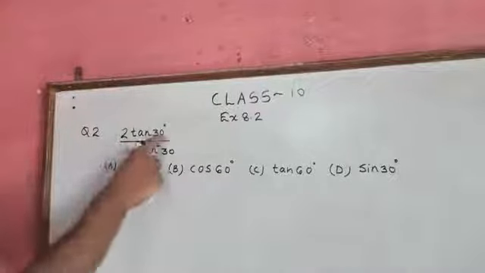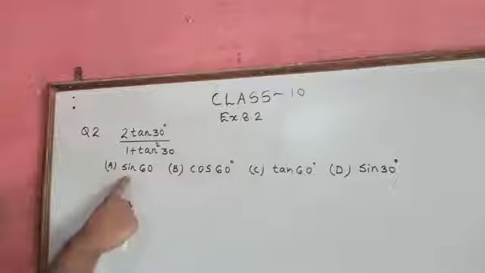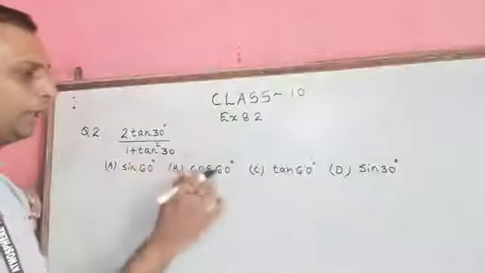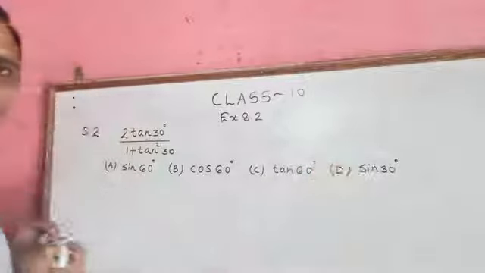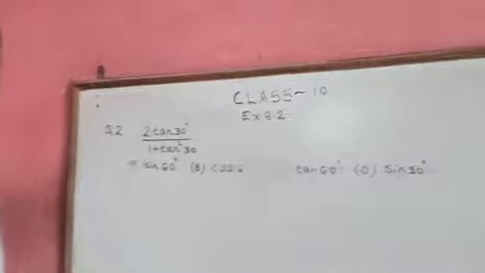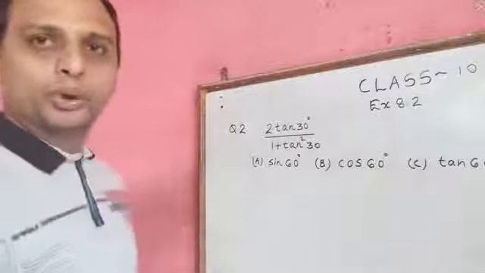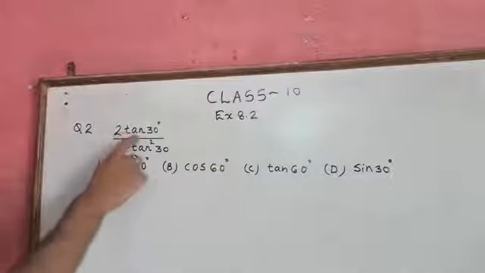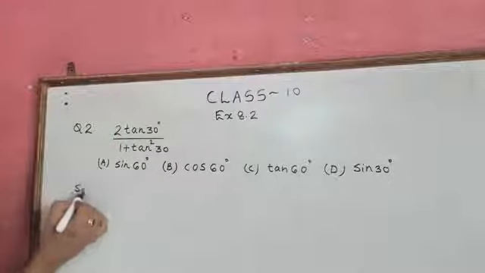Here you can see we have 2 tan 30 degree upon 1 plus tan square 30 degree, and four options are given: sin 60 degree, cos 60 degree, tan 60 degree, and sin 30 degree. We have to find the right option among these four. I have written all four options on the board. So we have to put the values from the table and find which is the right option.